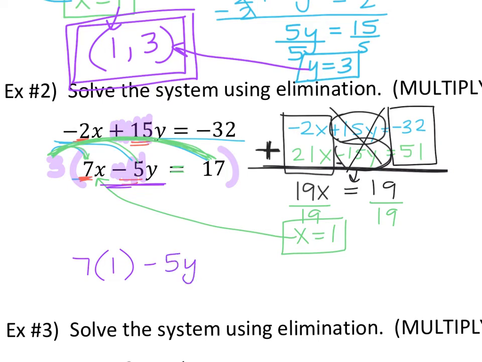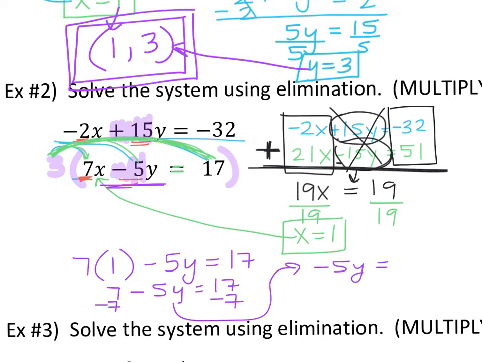7 minus 5y equals 17. I'm going to take away 7 from both sides. So now I have negative 5y equals 10. And now I'm going to divide by negative 5. So y is negative 2.